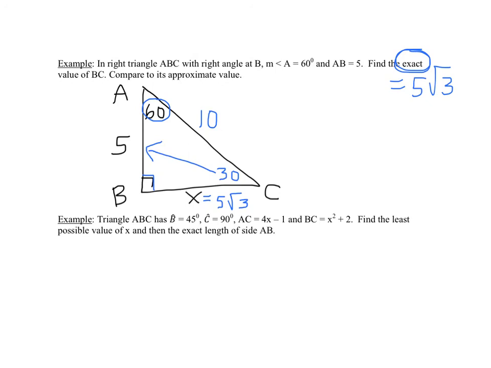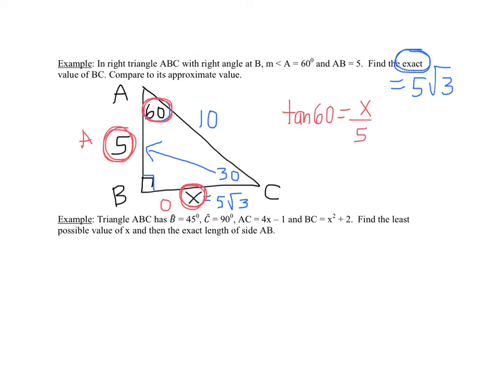Well, let's use some trig to find its approximate value. So if we're talking about 60, and we're trying to find x, again, let's pretend we don't know it's 5 radical 3, and suppose we were to use this 5 right here. Well, this x is an opposite side, and this 5 is an adjacent side. So we could use our tangent function. The tangent of 60 is equal to x over 5.